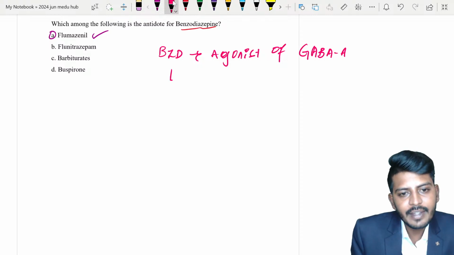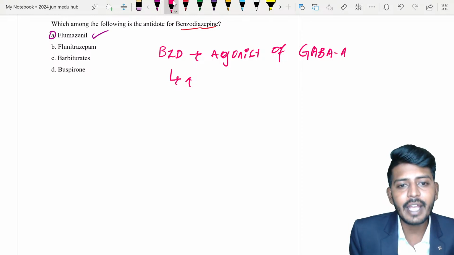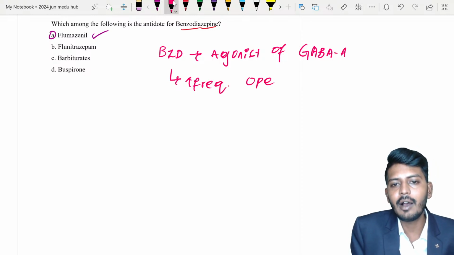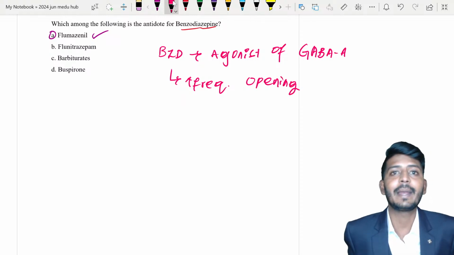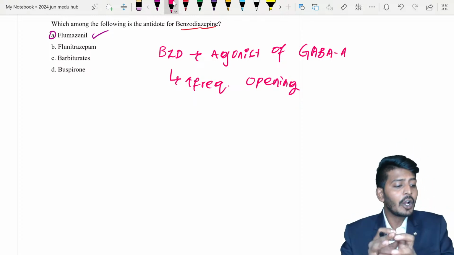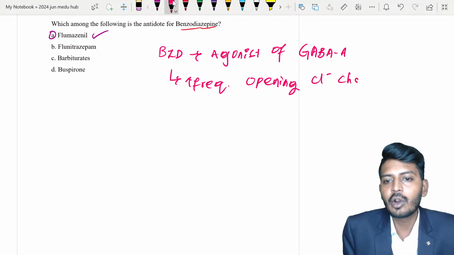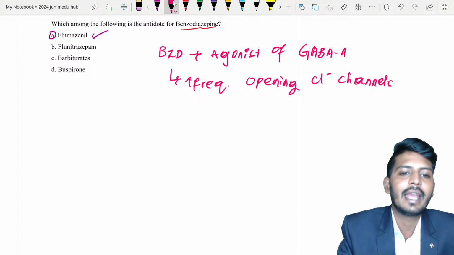So what do benzodiazepines do? They increase the frequency of opening. Opening of what? Not a bottle opening, it is the chloride channel opening. They increase the frequency of chloride channel opening. So chloride channels are basically, sir, your GABA A receptor.